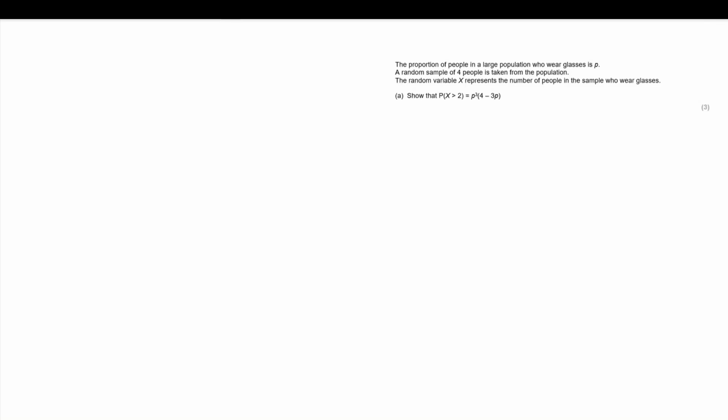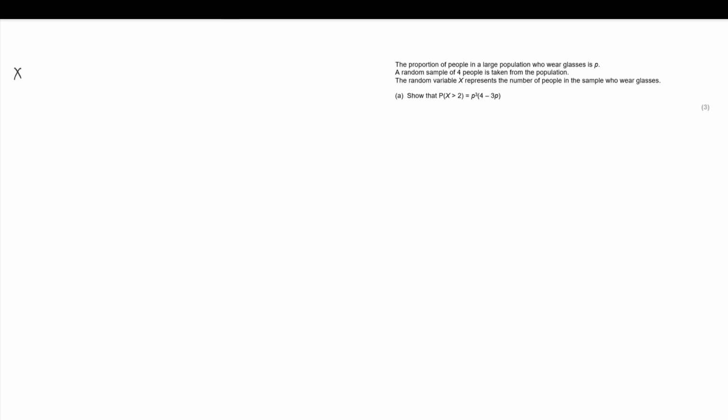In this question, we've been told that the proportion of people in a large population who wear glasses is P, so it's an unknown proportion at the moment. A random sample of 4 people is taken from the population. The random variable x represents the number of people in the sample who will wear glasses. We're asked to show that the probability that x is greater than 2 is going to equal this expression.